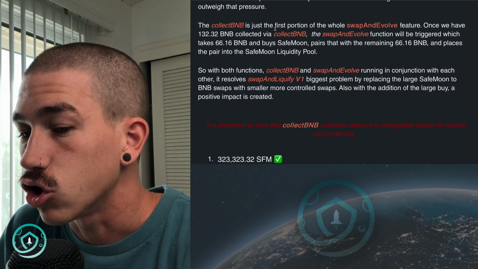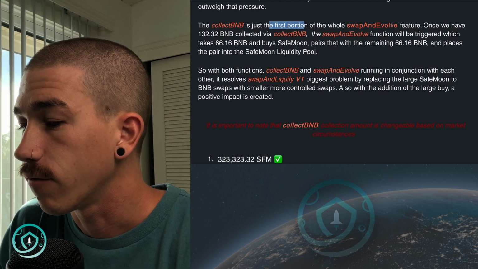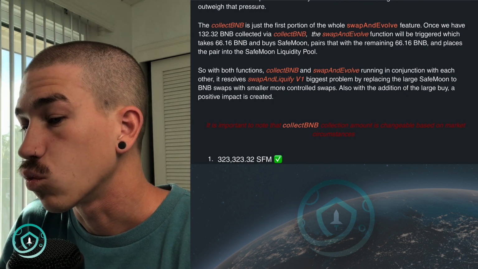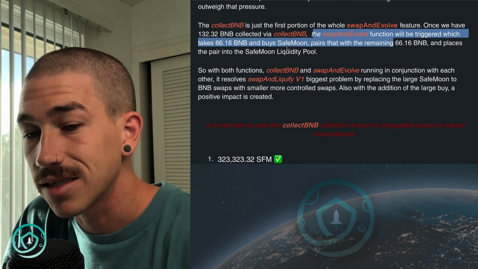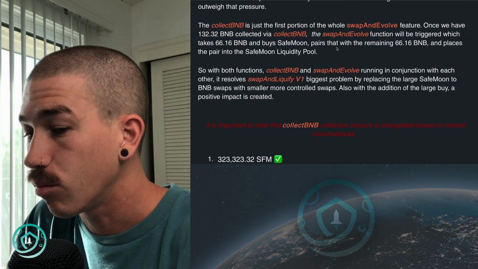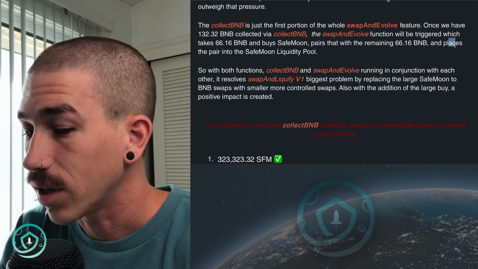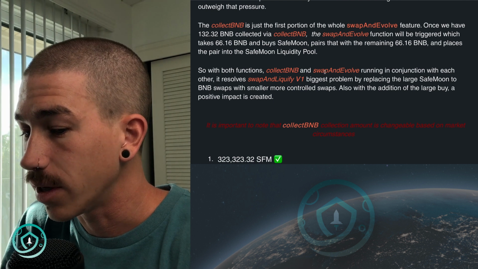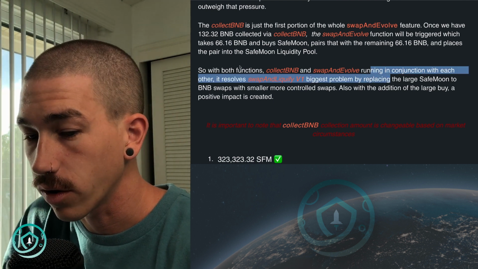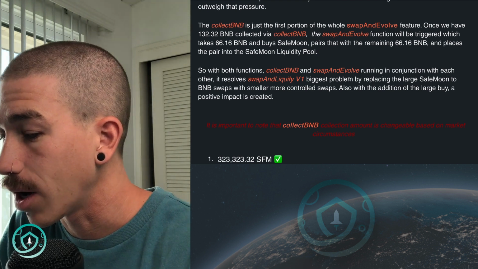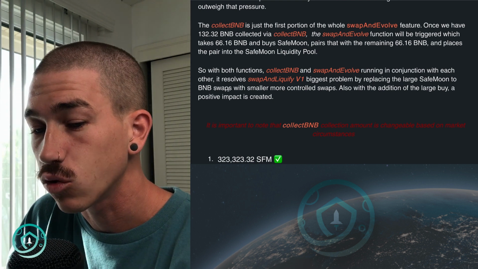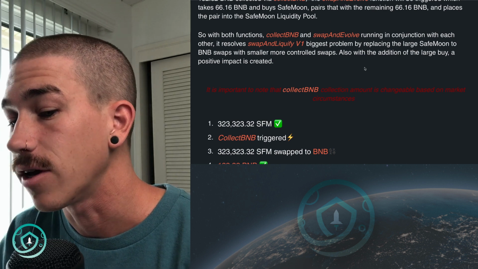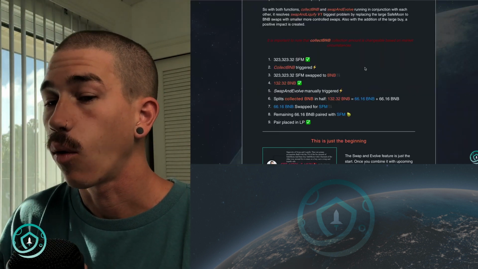The collect BNB is just the first portion of the whole swap and evolve feature. Once we have 132 BNB collected via collect BNB, the swap and evolve function will be triggered, which takes 66 BNB and buys Safemoon, pairs that with the remaining 66 BNB and places that pair in the Safemoon liquidity pool. So with both functions, collect BNB and swap and evolve, running in conjunction with each other, it resolves swap and liquefy version 1's biggest problem by replacing the large Safemoon to BNB swaps with smaller, more controlled swaps. Also, with the addition of a large buy, a positive impact is created. So that is what is going on with swap and evolve right now.